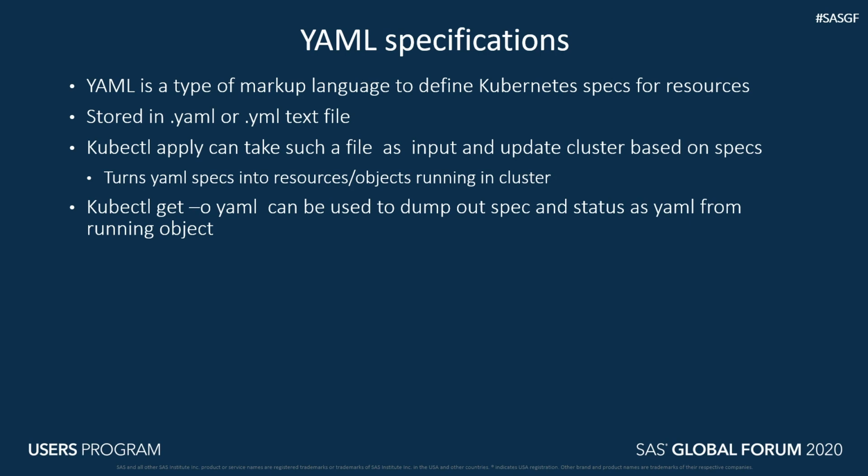So you can basically get the idea here of the kinds of things we can do from the command line. Speaking of YAML, YAML is a type of markup language that defines Kubernetes specs for resources. It's stored typically as .yaml or .yml text files. Kubectl apply takes such a file's input, updates cluster objects based on the specs, and turns the YAML specs into resources in the cluster. If you have something running in the cluster and you want to get the YAML that was used to create it, you can dump that out with kubectl get -o yaml.